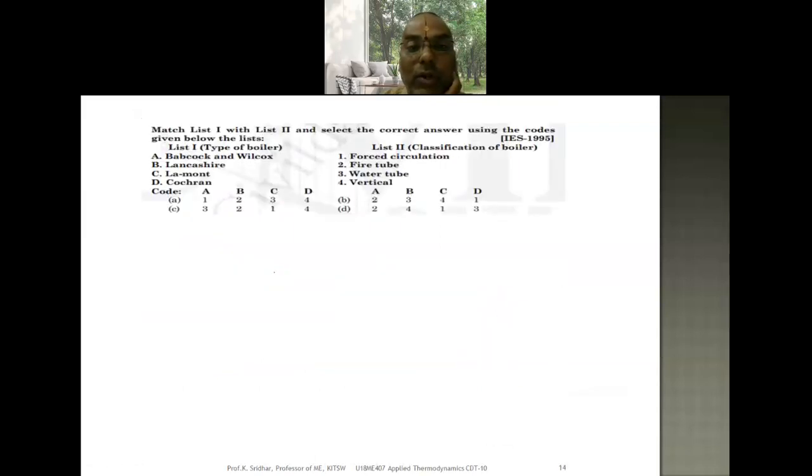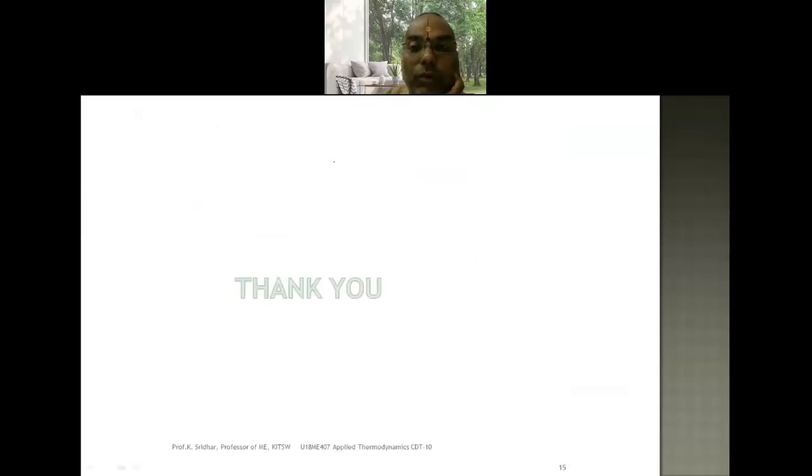Here also it is a match the following, so apply the same concept. The answer is 3, 2, 1, 4, because the Babcock and Wilcox is an example of the water tube boiler, and you know that the Lancashire boiler is known as the fire tube boiler. The Lamont boiler is the forced circulation boiler, and the Cochrane boiler is nothing but a vertical boiler.